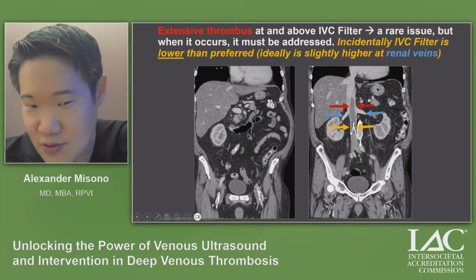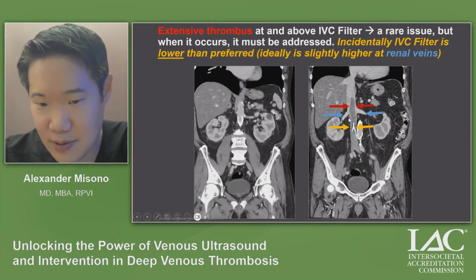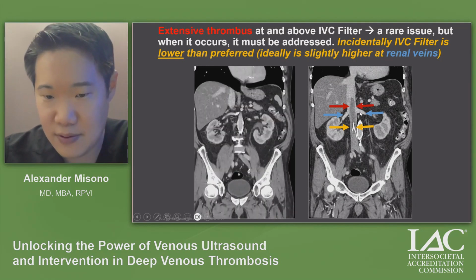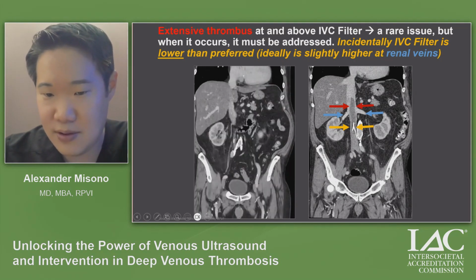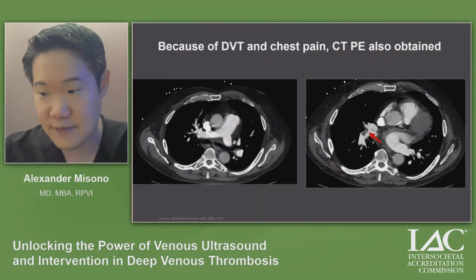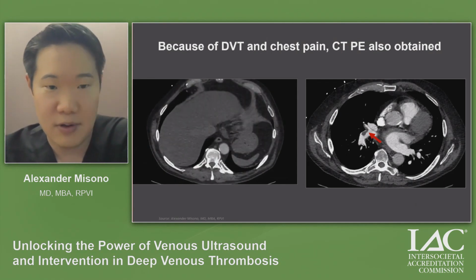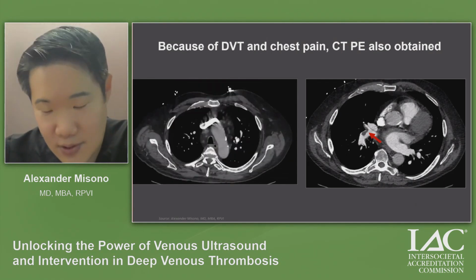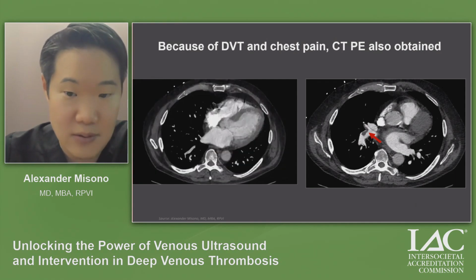It's a very, very interesting type of presentation for this. I've also outlined, by the way, in blue, the location of the renal veins just for your own edification. And of course, the IVC filter is here in orange. Because of the DVT, we also did a CT pulmonary angiogram that shows a small pulmonary embolism. Patient also had some pulmonary symptoms, but luckily for him, the pulmonary embolism was relatively small.